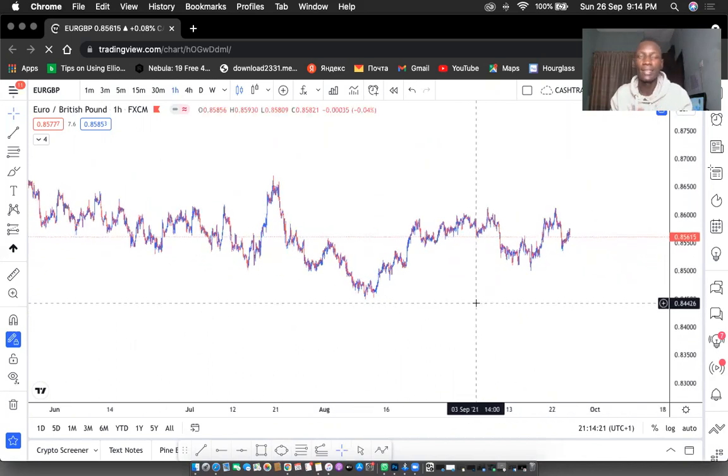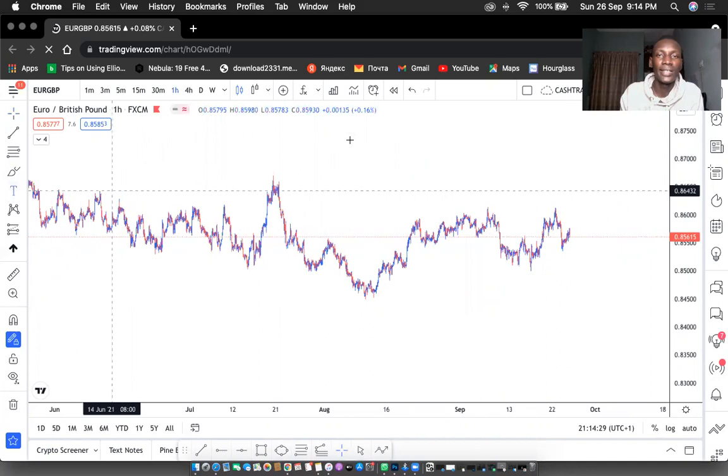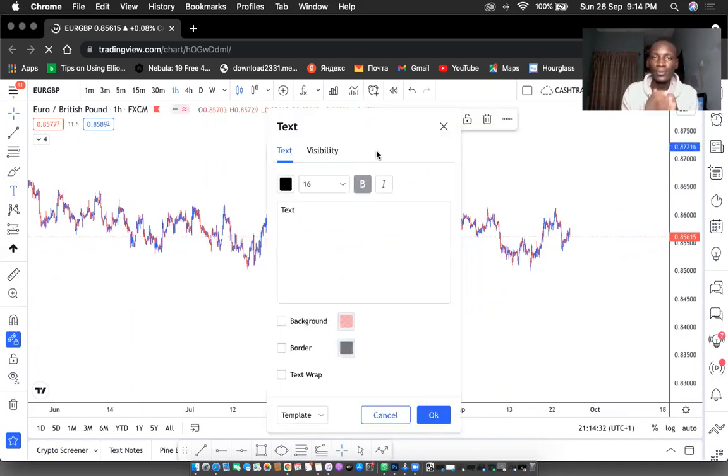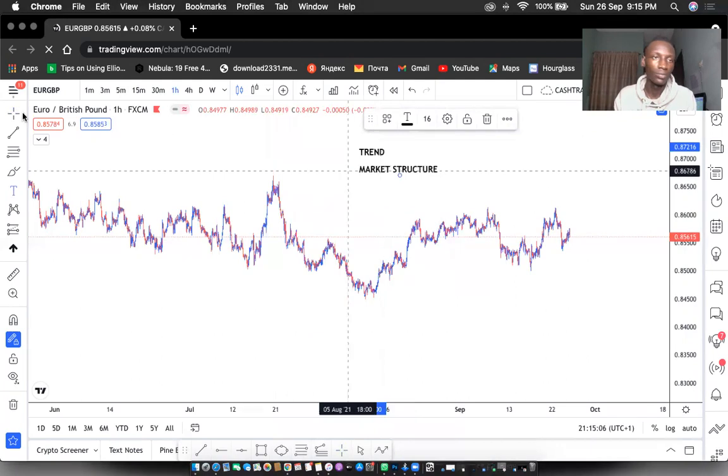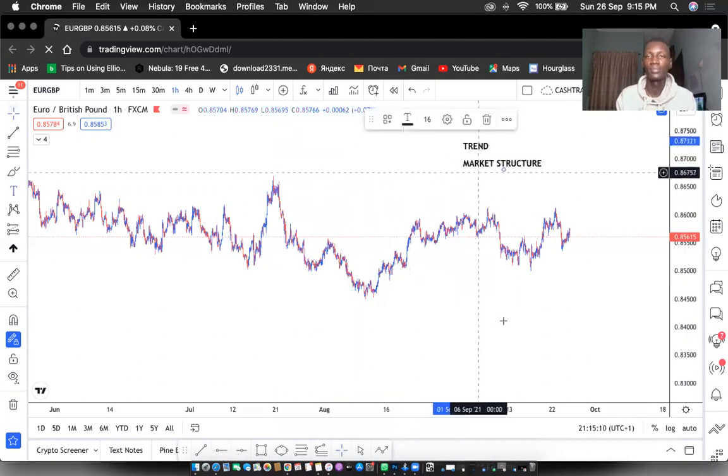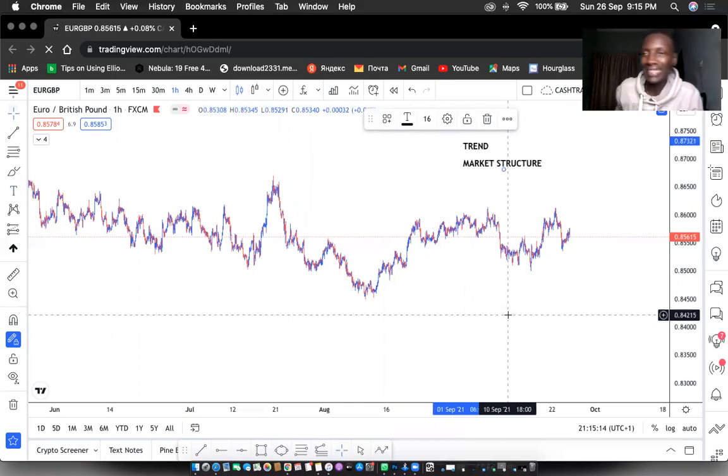First things first, let's talk about price movement, how price moves. Okay. So in this training, we are going to establish some basics. We're going to talk about trends and structure. We're going to talk about trend and structure. Market structure. Okay. This is what we are going to talk about in this training. We want to take it step by step. We are starting with trend and structure.